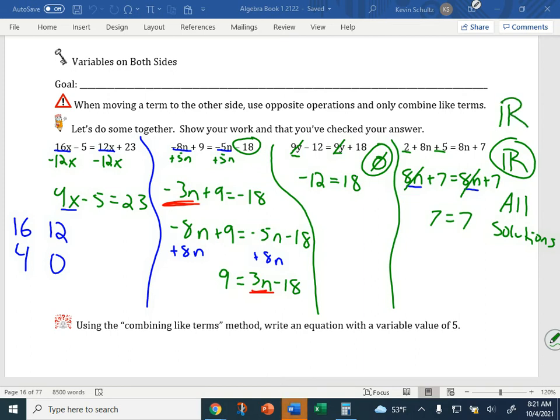Oh, now I see it. Yeah, it stands for all real. It's really all real solutions. You know, all solutions. That is a minus equal to. Okay.